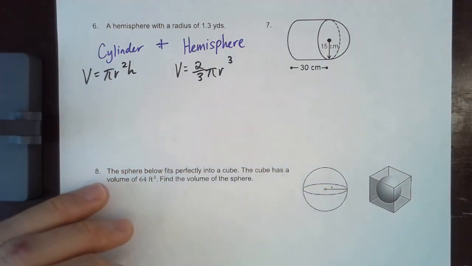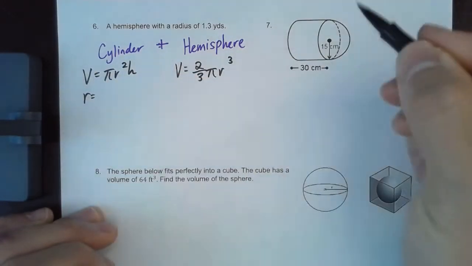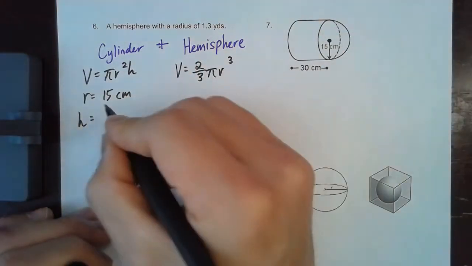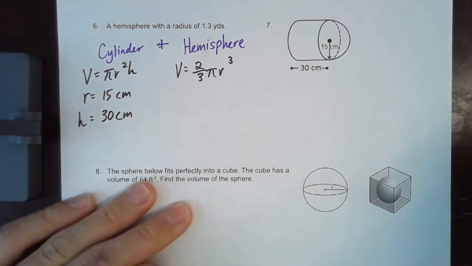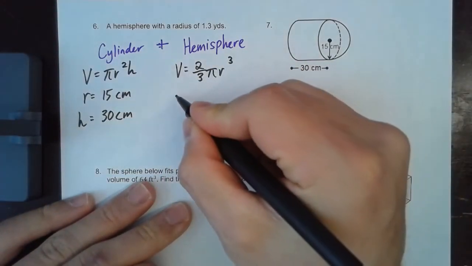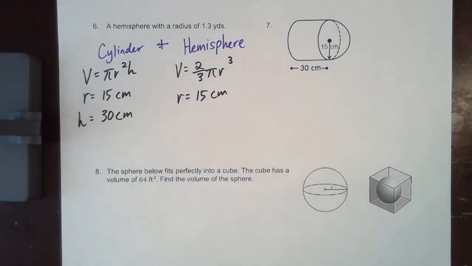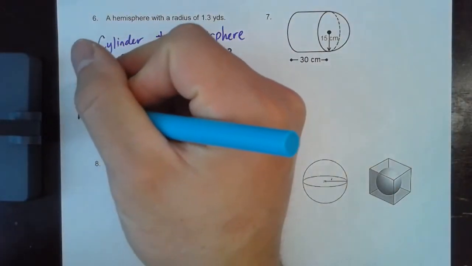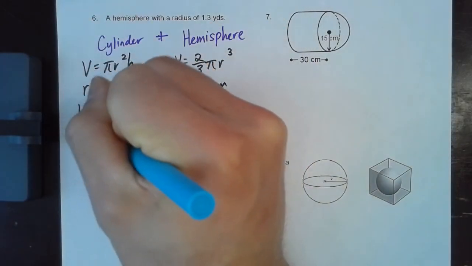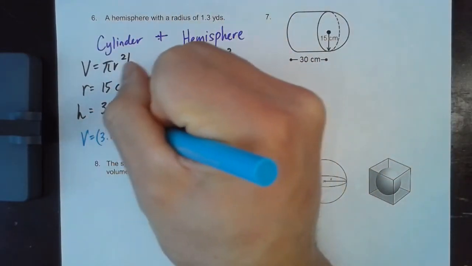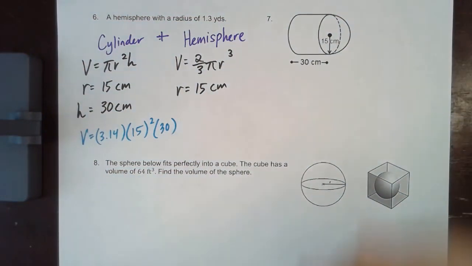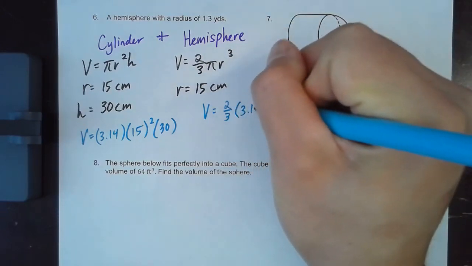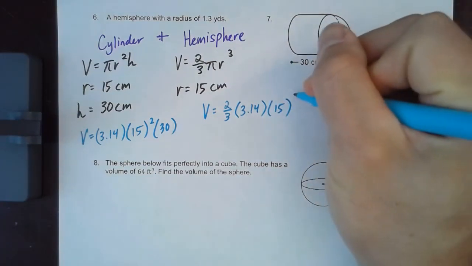Now, you also want to write down any details about the cylinder that you know. The radius of the cylinder is going to be 15 cm, and the height of the cylinder is going to be 30 cm. In terms of the hemisphere, the only thing I need to know is that it has a radius of 15 cm. Once you lay out all the known information, you can plug in. The volume here is going to be 3.14 times 15 squared times 30 for my cylinder, and for my hemisphere, it's 2/3 times 3.14 times 15 cubed.